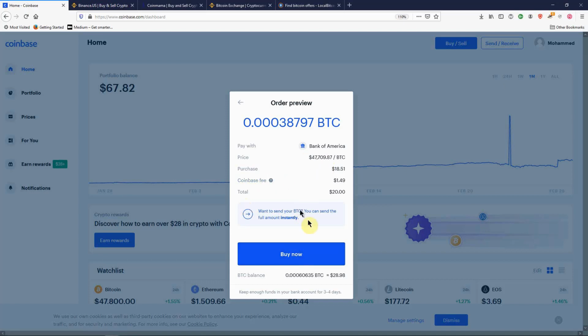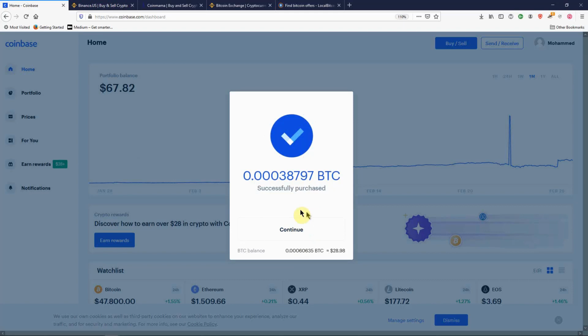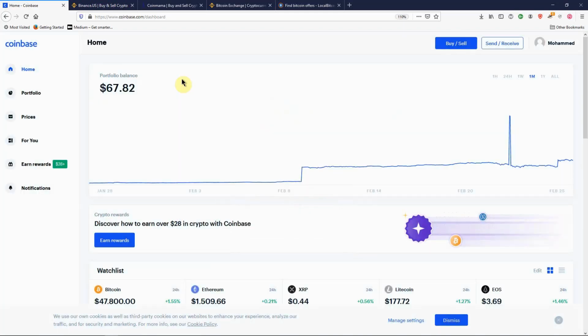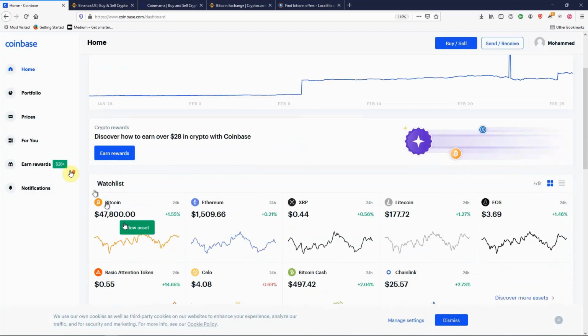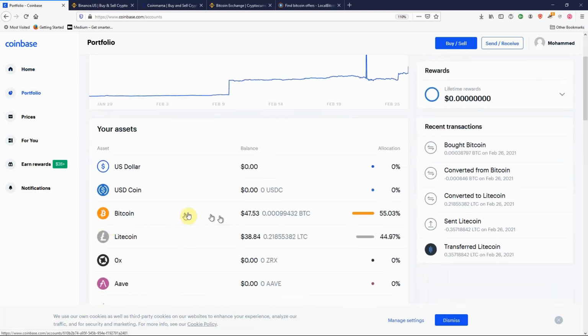So now we're going to confirm our trade, 0.00038797 Bitcoin. I'm just going to click on buy, and there you go. The purchase is successful. Now that we have our first purchase, you can go to the portfolio and check it. You can see that I already have about $28 in Bitcoin. When I bought $20 more, I ended up with about $47 in total Bitcoin.